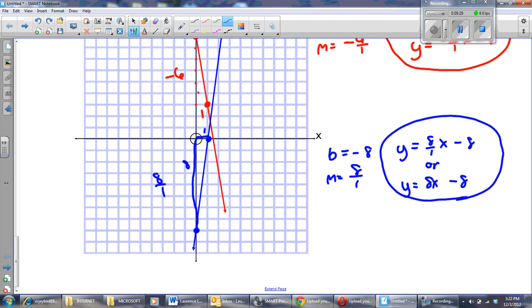All right, that's it for today. Tomorrow in class, you'll be identifying slopes and y-intercepts and writing their equations.